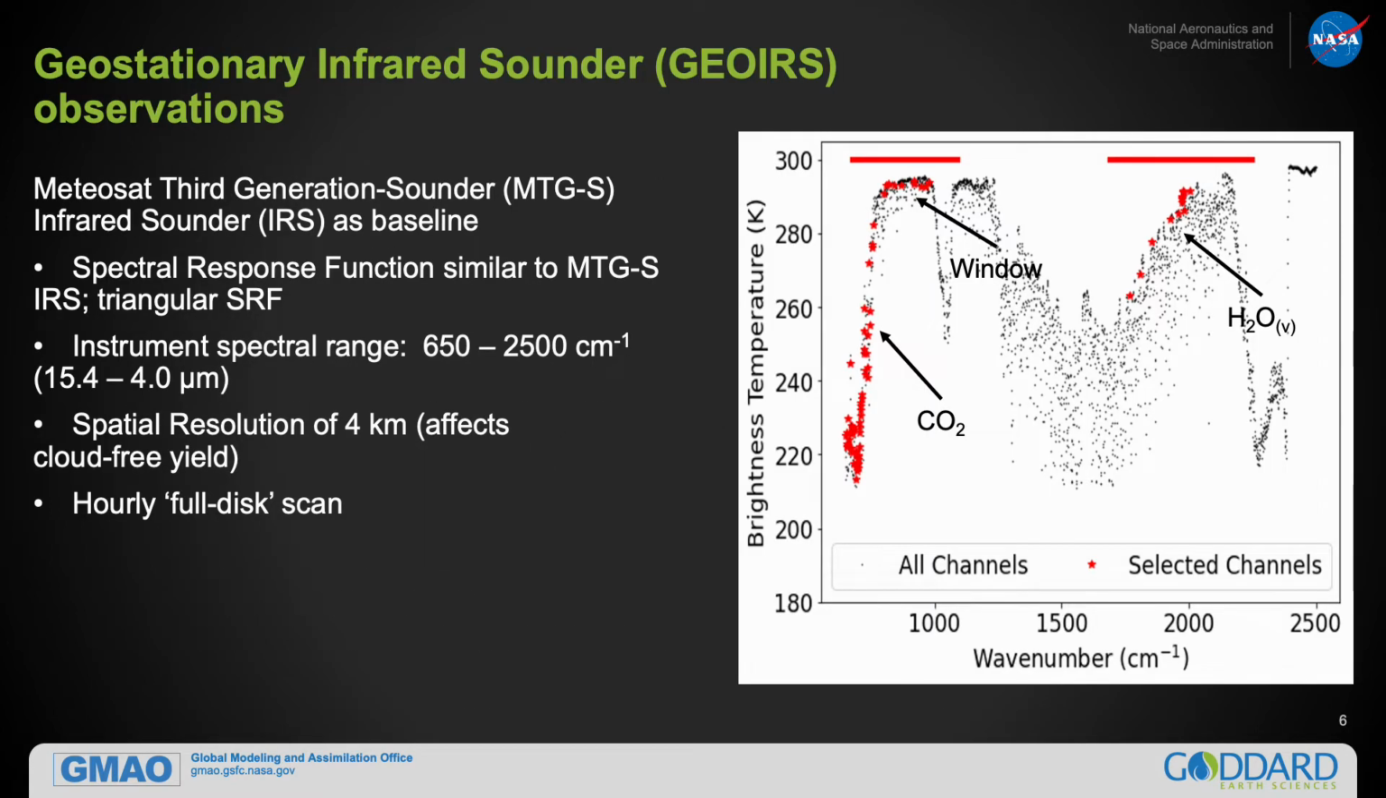As part of the OSSE, we simulated geostationary infrared observations based on the specifications for the Meteosat Third Generation sounder as our baseline. We used a spectral response function similar to MTG's IRS, but expanded the spectral range to 650 to 2500 wave numbers, allowing for trade studies in the spectral domain. The red lines indicate the spectral range of MTG's IRS. The channel selection for assimilation, indicated by red stars, converged on similar specifications using methods similar to how channels were selected for AIRS and CrIS.